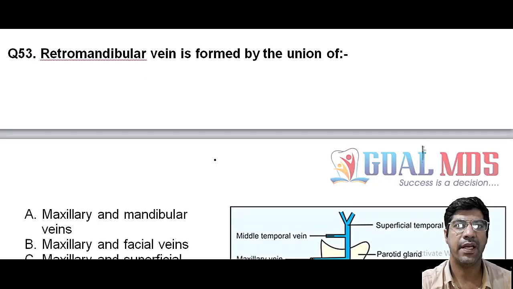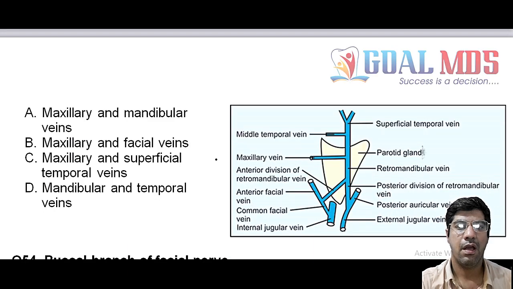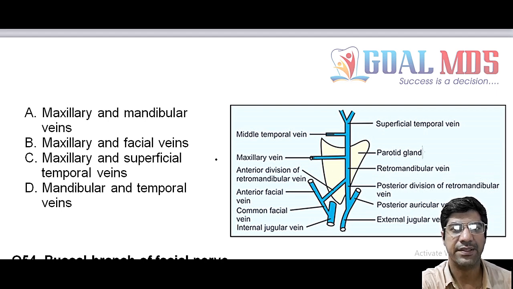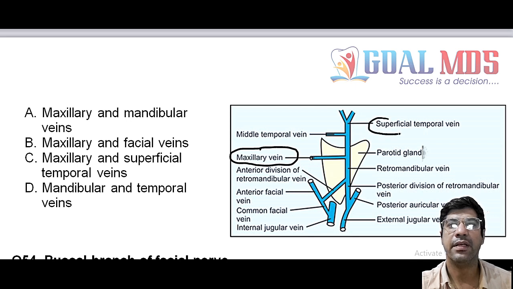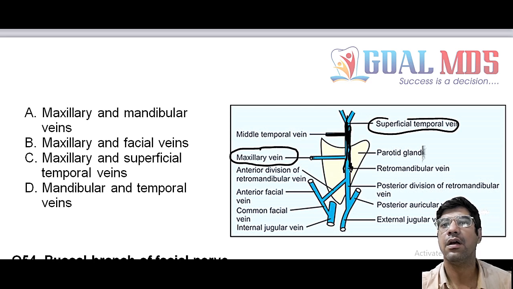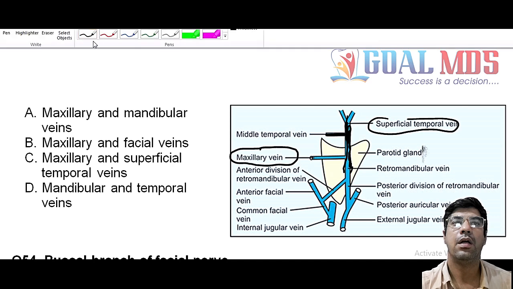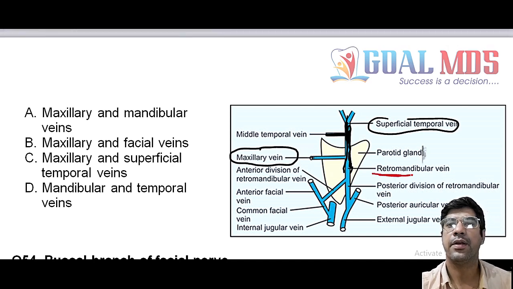The retromandibular vein is formed by the union of two veins: one is the maxillary vein, and the other is the superficial temporal vein. These two veins form the retromandibular vein.